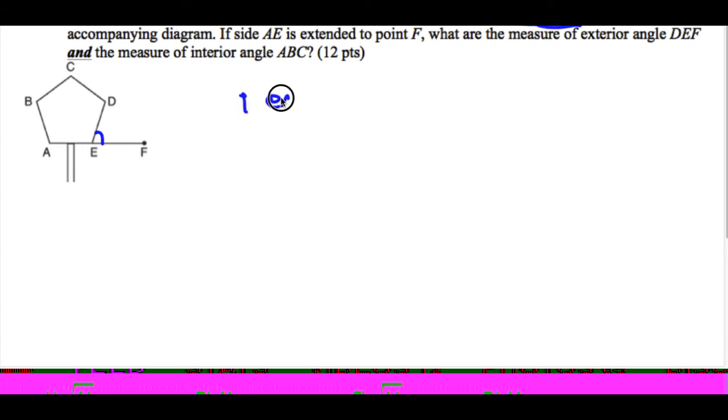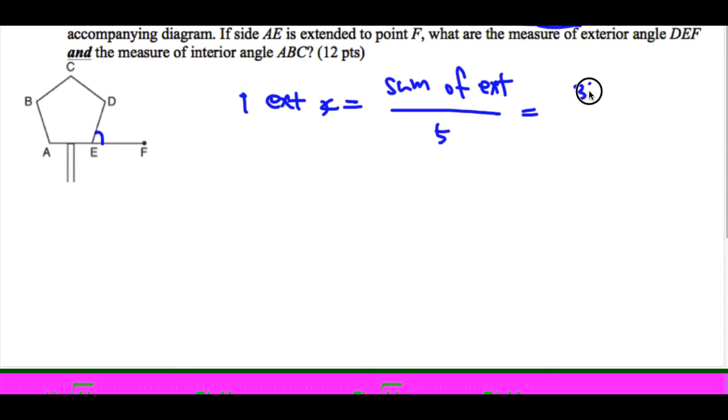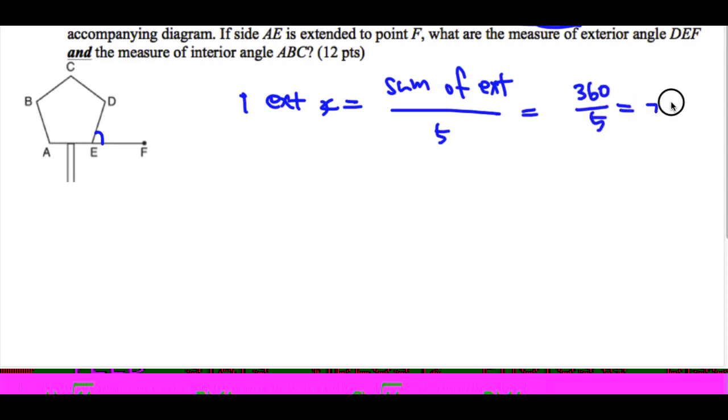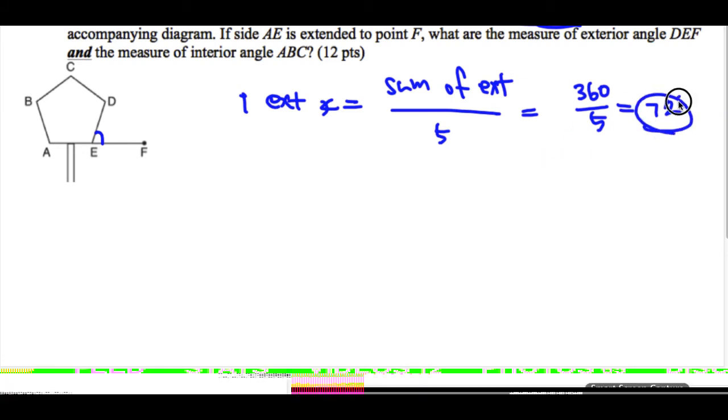One exterior angle, in a regular polygon, is found by the sum of the exterior angles divided by, in this case, 5, because we have 5 sides. But the sum is equal to 360, so 360 divided by 5. That's right, it becomes 72. So 72 becomes our answer, 72 degrees.